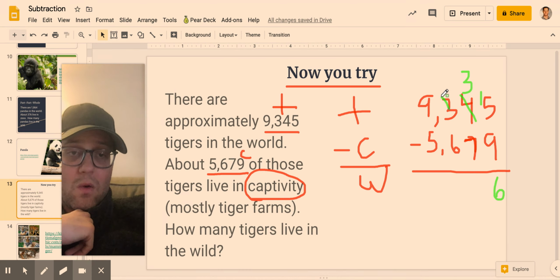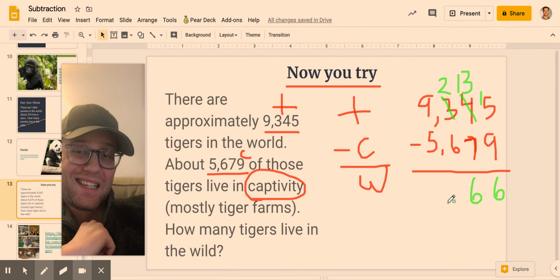Let's take away 100. So now we'll have 200. And we'll put 10 tens over here because 10 tens is the same as 100. 13 minus 7, 6. 200 minus 600. It's negative. So we're going to regroup over here.